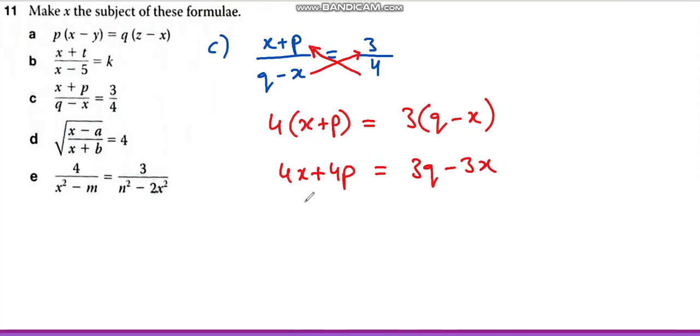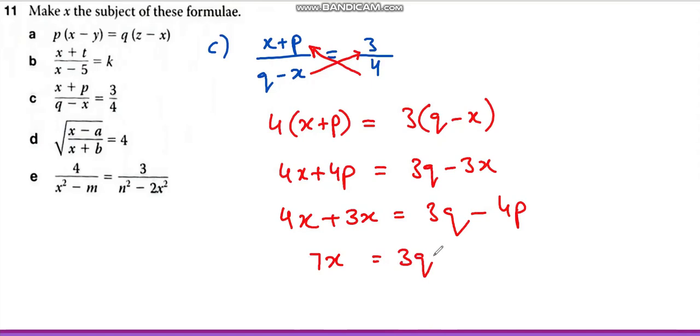And now again, I just need to shift the terms containing x to one side and the remaining terms will be shifted towards the right. I will get 4x plus 3x equals 3q minus 4p. And then I will get 7x equals 3q minus 4p. And now I can divide both sides by 7 because I need x on the left side. So I will get 3q minus 4p divided by 7.